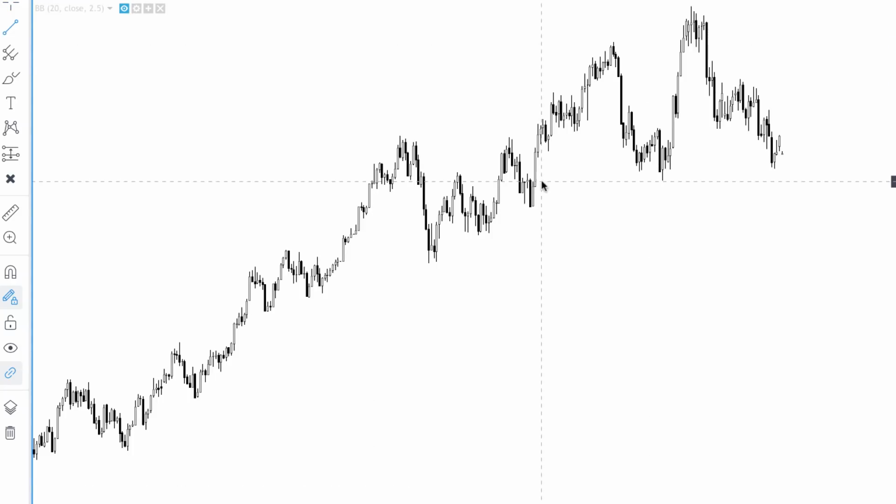So let's talk about here. We have a current chart. Doesn't matter which market it is, doesn't matter which time frame. Trend lines work on all the markets, all the time frames. So let's draw a trend line here.